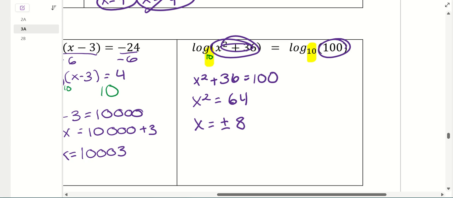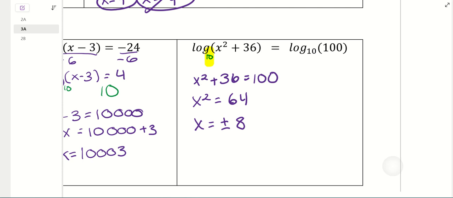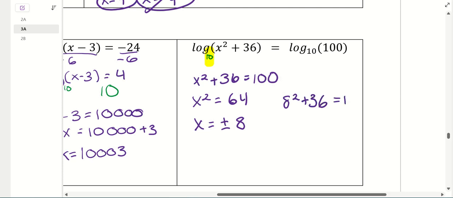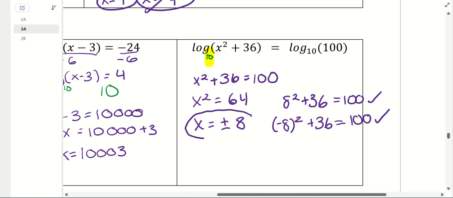And now we've got to test them. So let's test them both. If we do 8 squared plus 36, does that equal 100? Yes. And if we do negative 8 squared plus 36, does that equal 100? Also, yes. So there's no extraneous answers here.